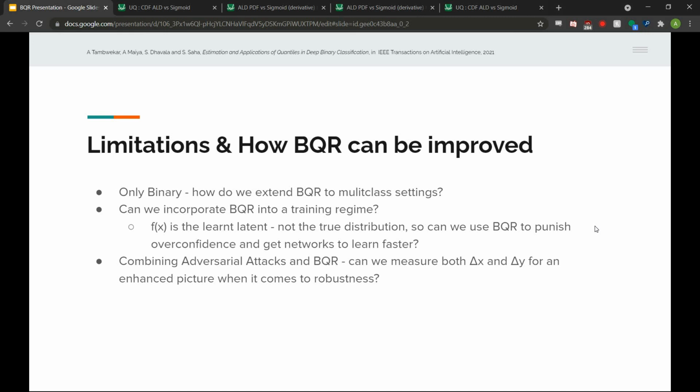That's one area. And the second is how can we combine something like adversarial attacks and BQR? Because adversarial attacks allow a measure of delta x. They tell us how much input needs to change in order for the output to change. And BQR tells us how much possible variation is present for the output given this input. Combining both of those together actually gives us both delta x and delta y, which means that we can somehow get an enhanced picture of the overall robustness of your model.